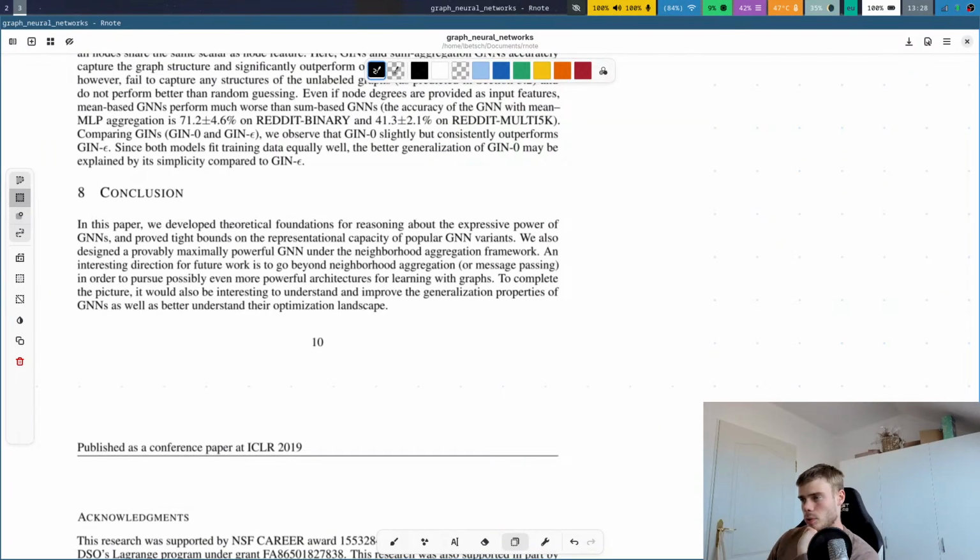In this paper, we developed theoretical foundations for reasoning about the expressive power of GNNs, and proved tight bounds on the representational capacity of popular GNN variants.